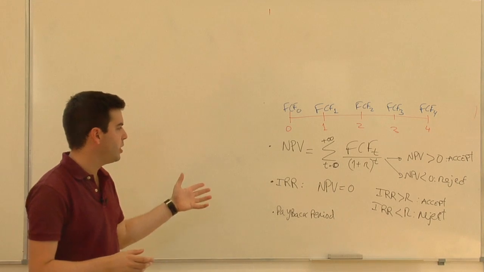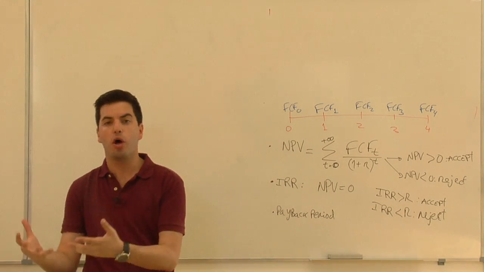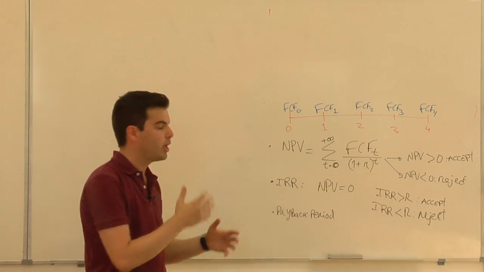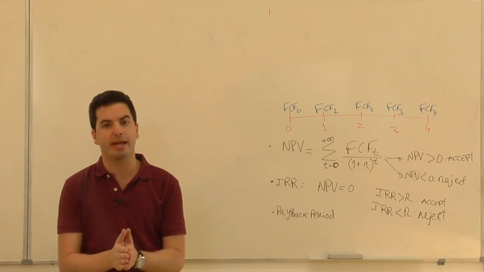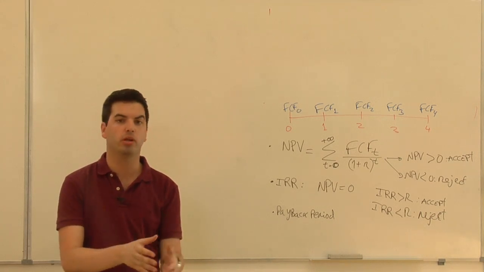So these are the 3 basic decision rules. There are others, but these ones are usually enough, at least for a first glance, on whether the project is viable or not.